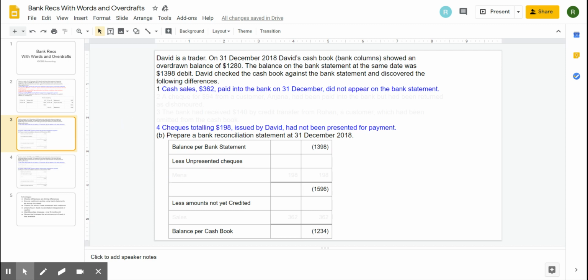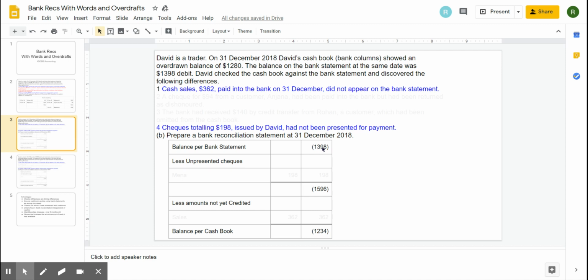I'm going to show you the bank reconciliation starting as per the bank statement. And what I've put there is 1,398 in brackets. That tells me it's a negative number. Again, it's important that you do that, and when you're doing work with that number, you put a negative number into your calculator, because otherwise you're not going to get the answer right.